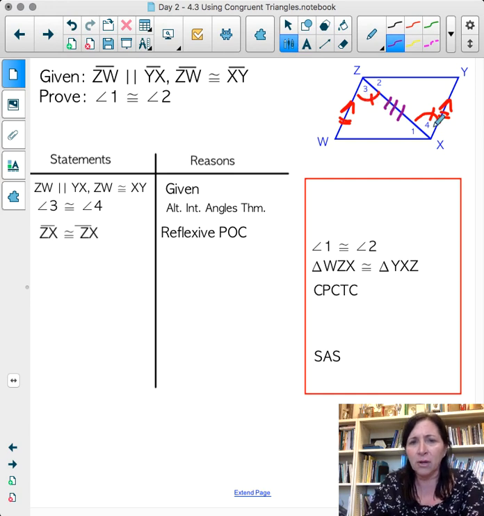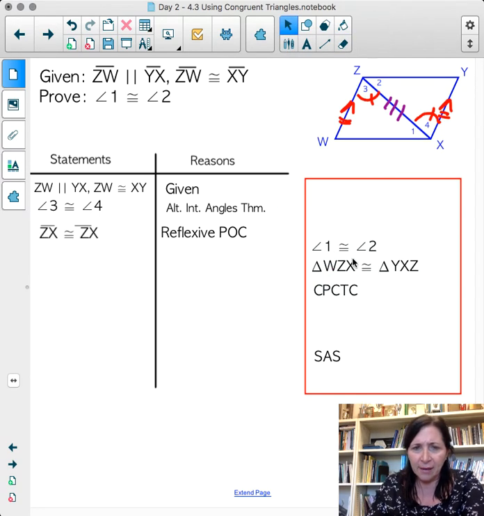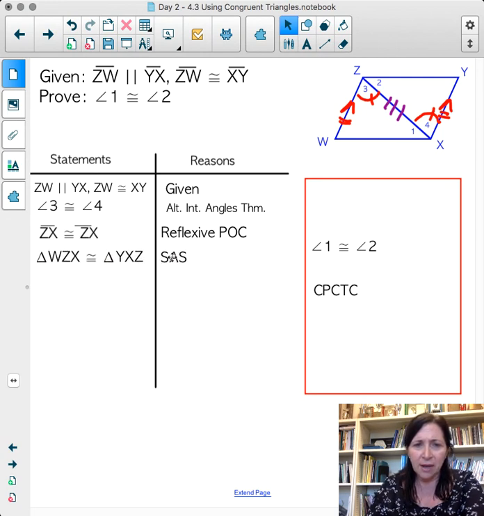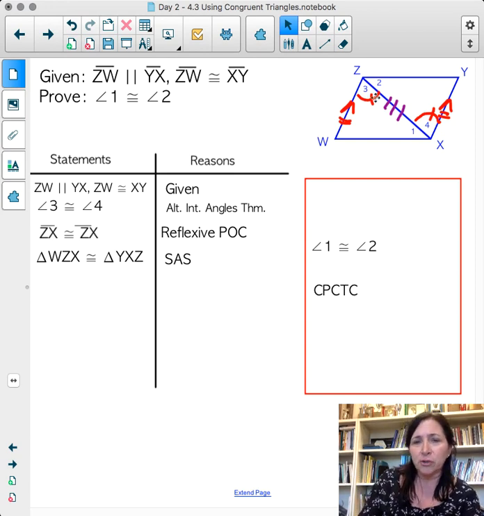An angle congruent to an angle and a side congruent to its side. So I actually have the two triangles congruent by side angle side. And once both of the triangles are congruent, well, then the parts are congruent. I can say any of the parts are congruent.